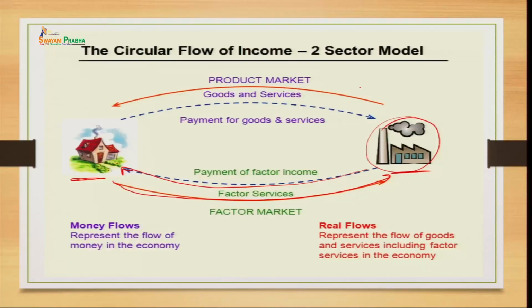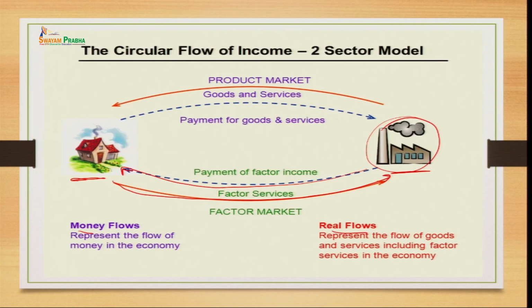So, here we have 2 types of flow which we can see. One is called money flow and the other one is called real flow, right. Money flow is in the form of money, when you receive payment for the factor services you are providing, and when you make payment for goods and services which you are purchasing from the firms, right. Whereas real flow is in the physical form, where you provide factor services to the firms, and you get goods and services in return for the payment which you are making.